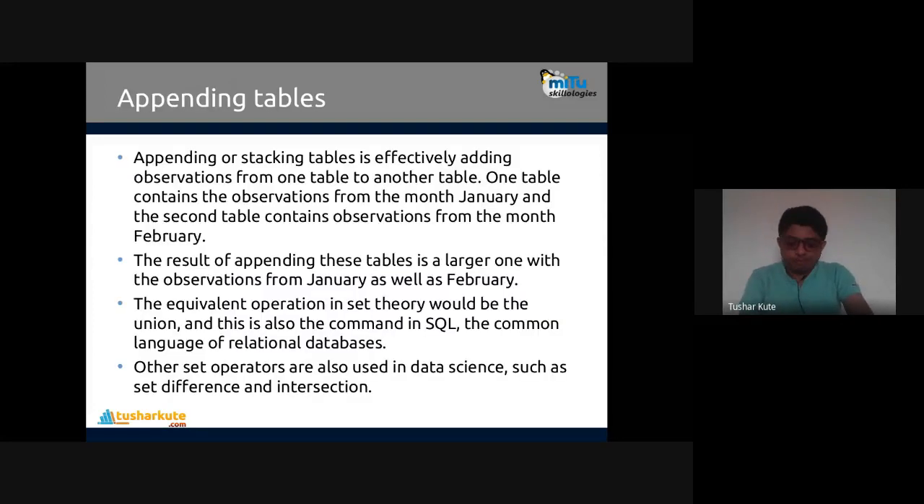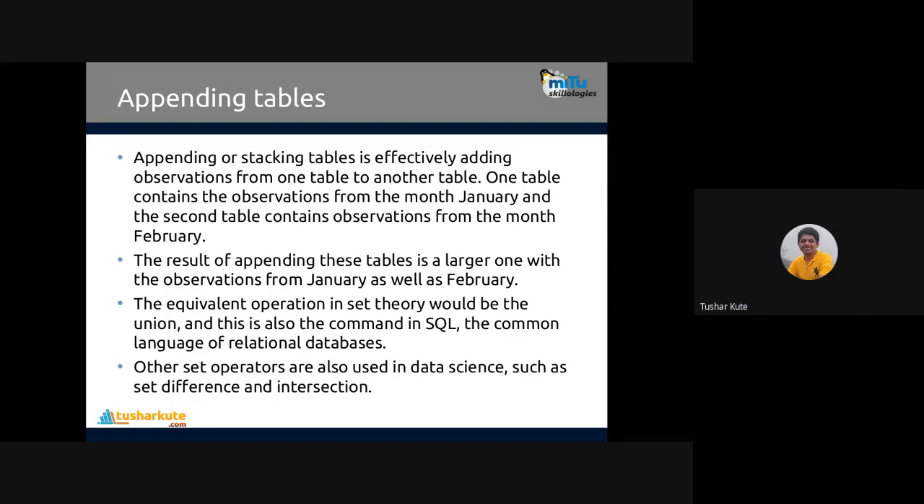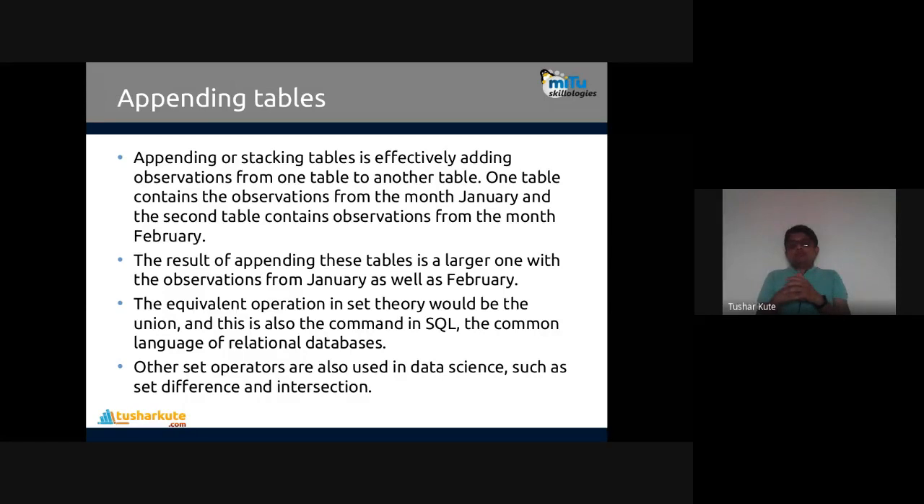Second option is appending the table. Appending or stacking a table is effectively adding observations from one table to another table, but make sure that their columns are the same. If the first columns are different and the second columns are different, that creates discrepancies in the data. So one table contains observations from the month of January, and the second table contains observations from the month of February, but the columns are the same. The result of appending these tables is a larger one with observations from January as well as February. The equivalent operation in set theory would be union.